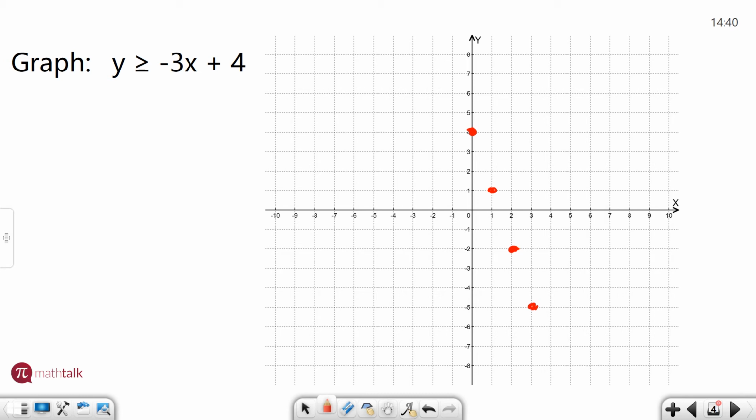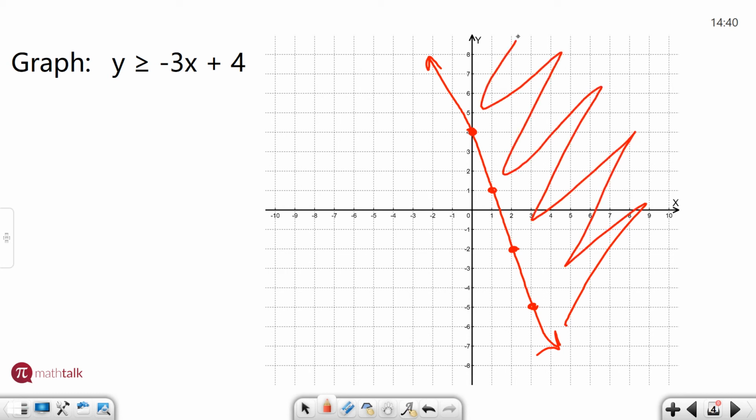And since my inequality has an or equal to sign, it's greater than or equal to, I can draw a solid line through these dots. So I'm going to do that. Okay. And then since it's greater than or equal to, my solution is really any value above this line. So anything over in this area, any solution here. So if I take any x value and find a corresponding y value, then it's going to plug into this inequality and it's going to be a solution.